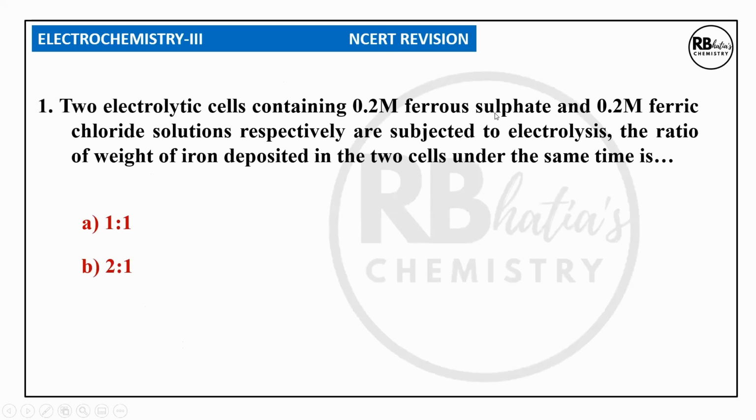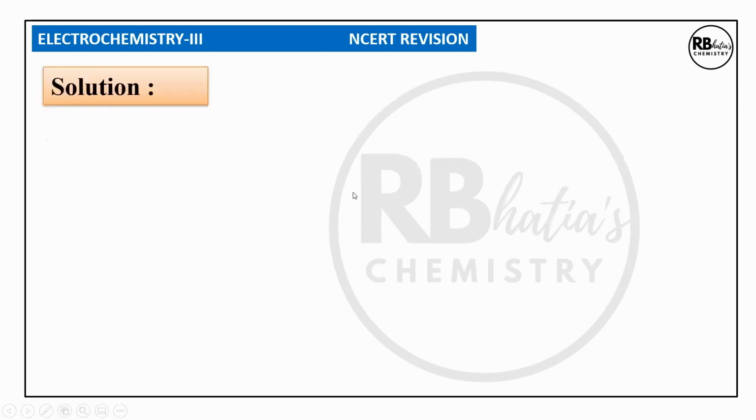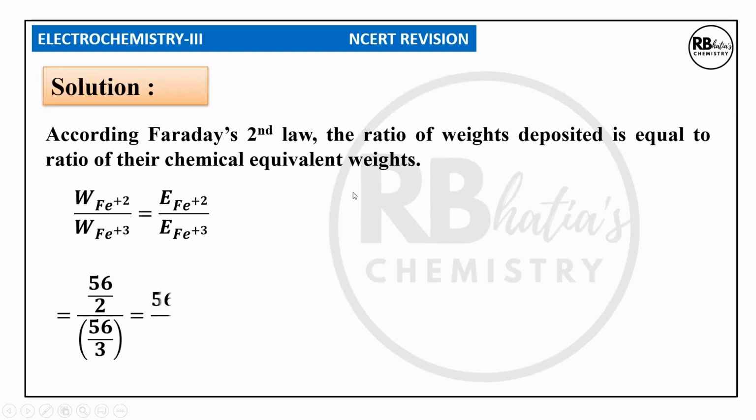Two electrolytic solutions, 0.2 molar ferrous sulfate and 0.2 molar ferric chloride, are subjected to electrolysis. The ratio of weight of iron deposited in the two cells under the same time is how much? So remember, the ratio of weight of iron deposited is in ratio of their equivalent weights.